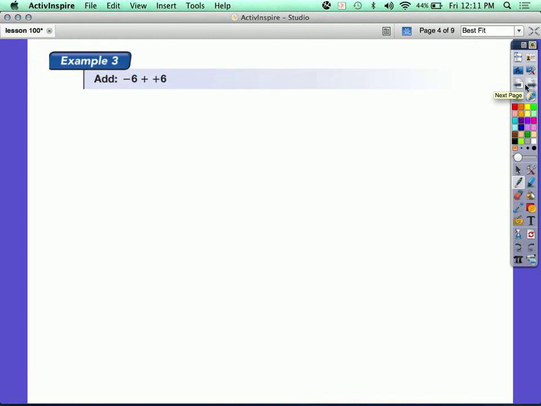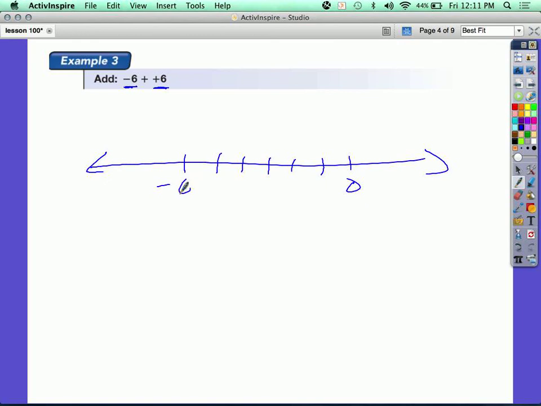So now it wants us to take a negative 6 plus a positive 6. Once again, 0, 1, 2, 3, 4, 5. I'm going to start at negative 6. I'm going to add a positive 6. So I'm going to go 6 to the right. I should end up at 0.